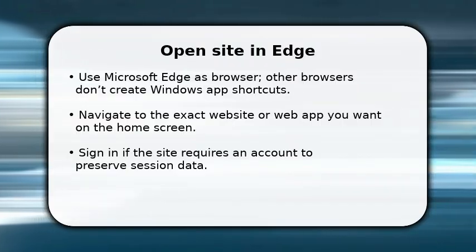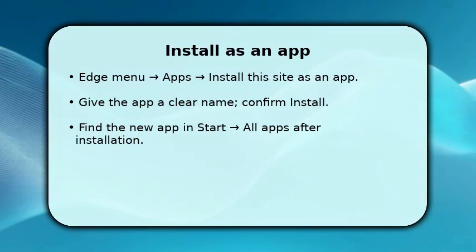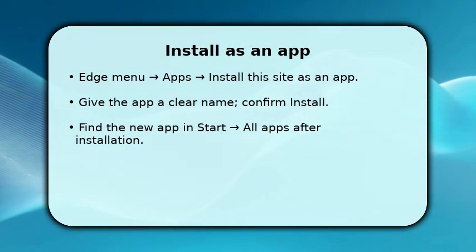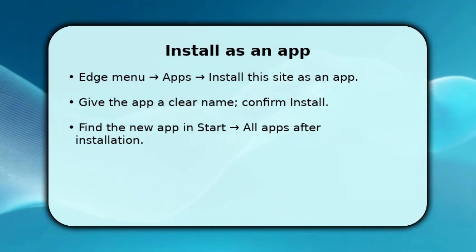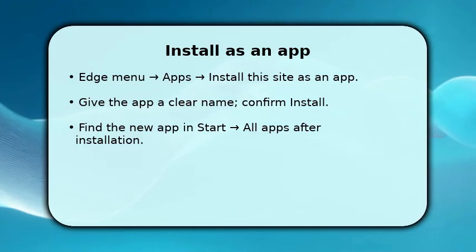This step matters because Windows treats installed sites as apps, so you get a proper shortcut that can be pinned and managed like any desktop app. Next, choose Apps from the Edge menu and select Install this site as an app. Name it clearly so you'll recognize it on the Start menu or desktop. Click Install and wait a few seconds. Edge creates a Windows app wrapper.